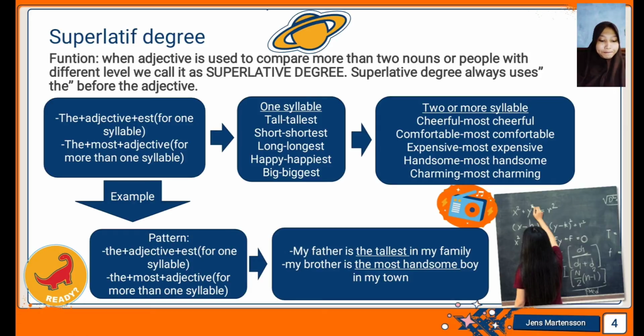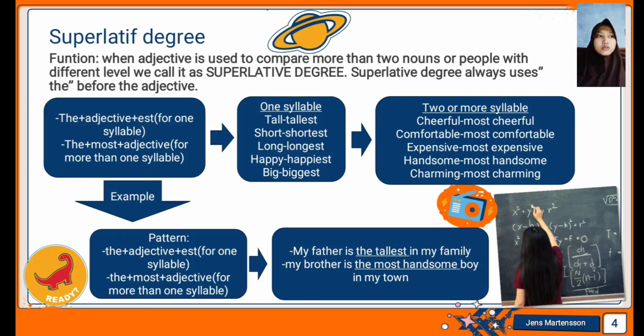When you compare two people or things, you have to add est to the adjective only if it is a one syllable adjective. And when the adjective has two syllables or more, you have to use most to make the comparison. And for one syllable, the examples are tall, tallest, short, shortest, long, longest, happy, happiest, big, biggest.